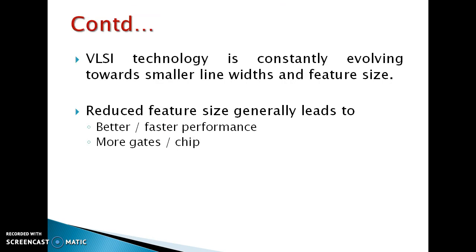If you see the VLSI technology, it is constantly evolving towards smaller line widths and feature size. So day by day the width of the gate is reducing, and finally the size of the MOSFET is going to be reduced. And this reduced feature size generally leads to better performance and more gates per chip. So as the size is reduced, the speed of the MOSFET is going to be increased and the number of gates per chip is going to be increased.